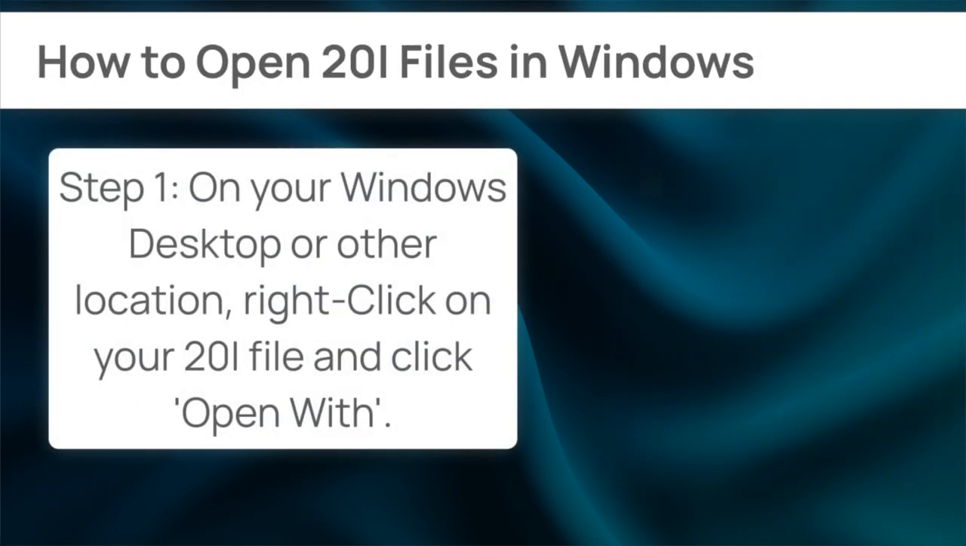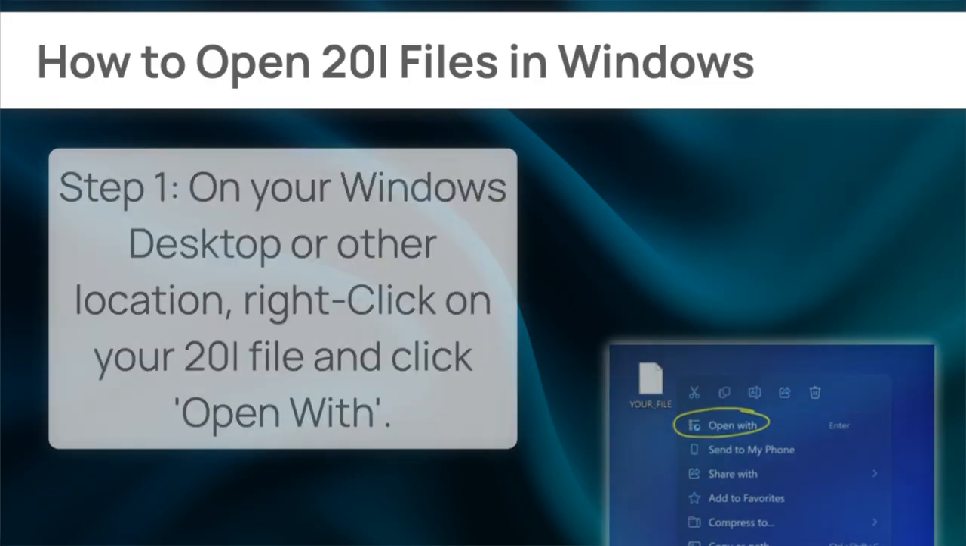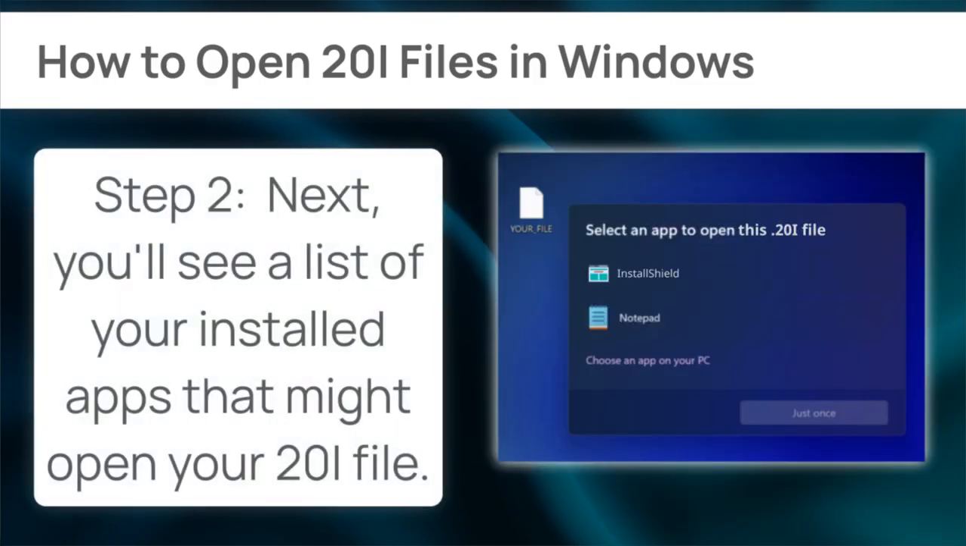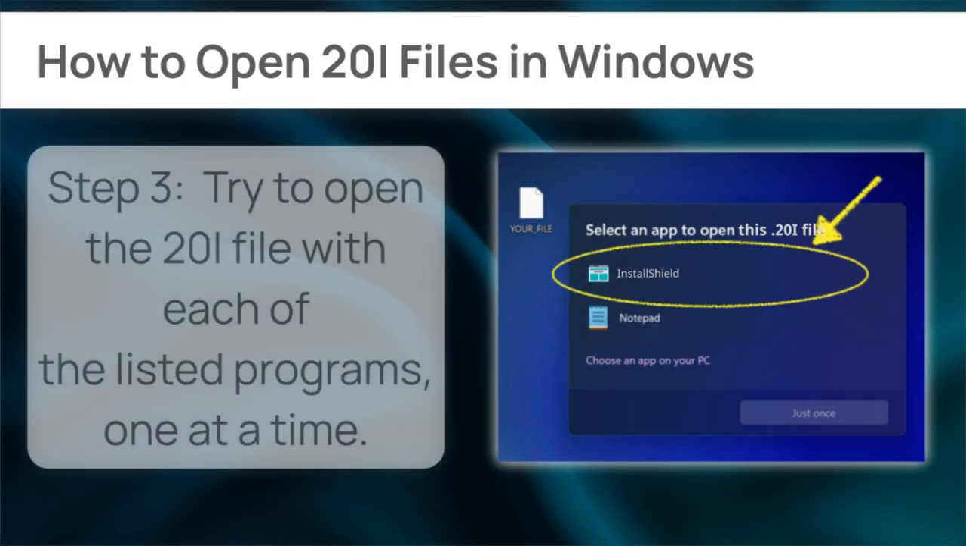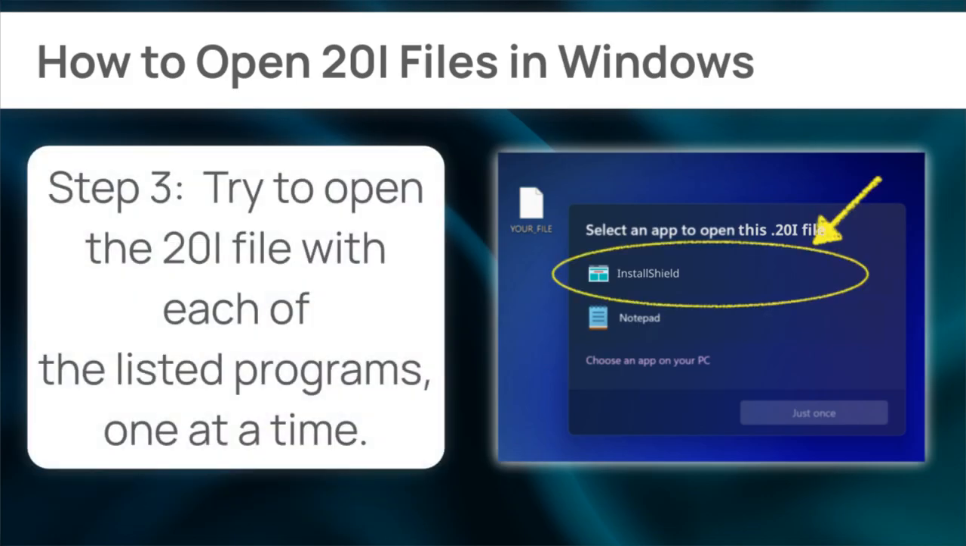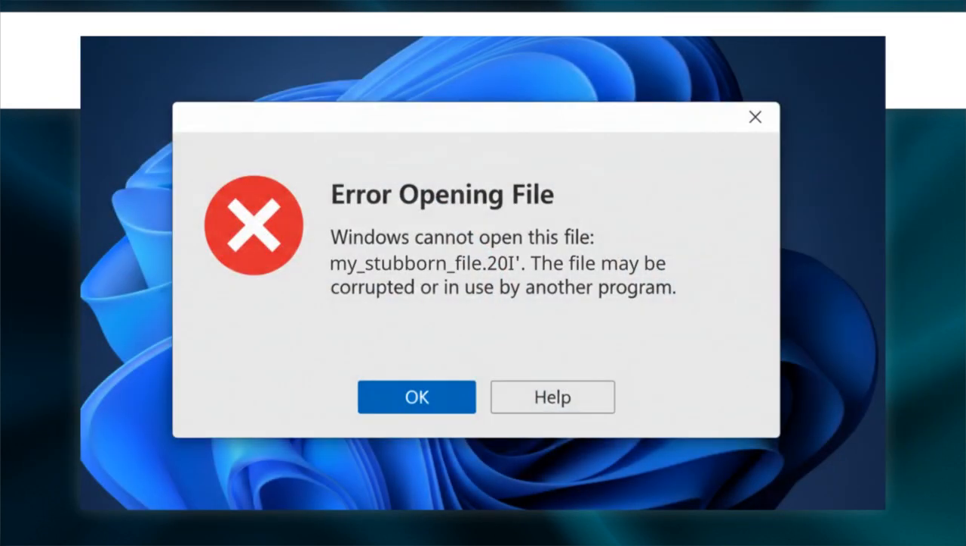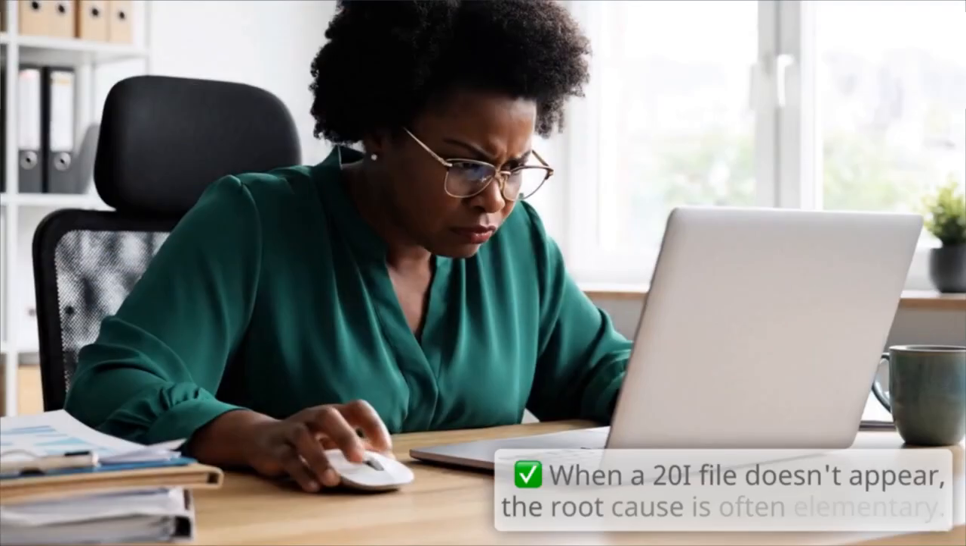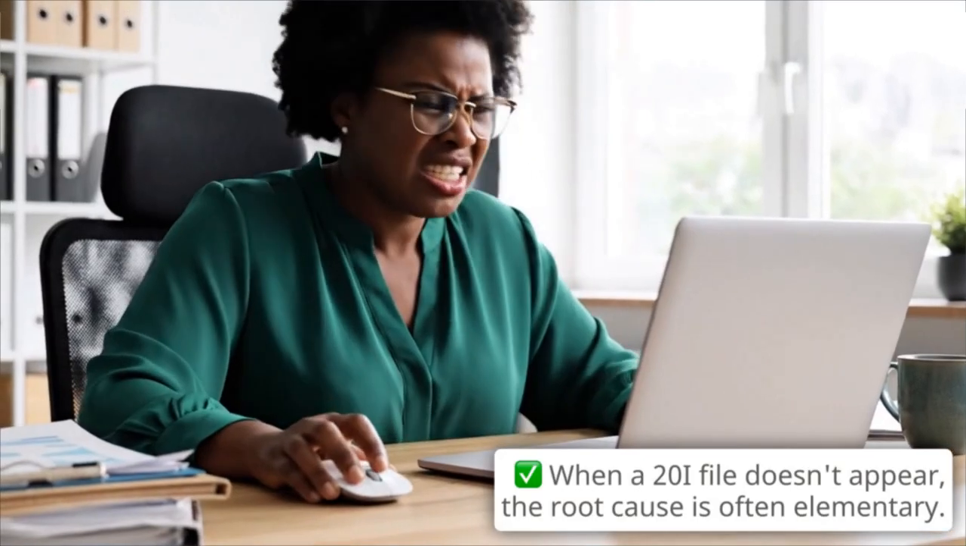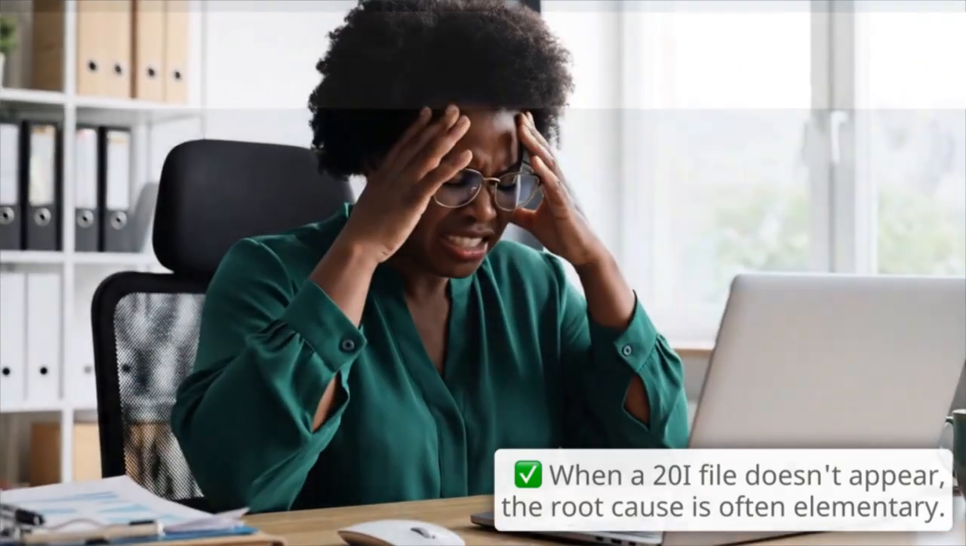To guarantee file access, right-click your 2.0i file and select Open With. If InstallShield is an option, test it. If it's not available, choose another program. We are trying to force the file open with a compatible application. If you cannot access the 2.0i file, no problem. This is where the real troubleshooting begins. Let's challenge the file by testing these known weak points to find out where the error is coming from.